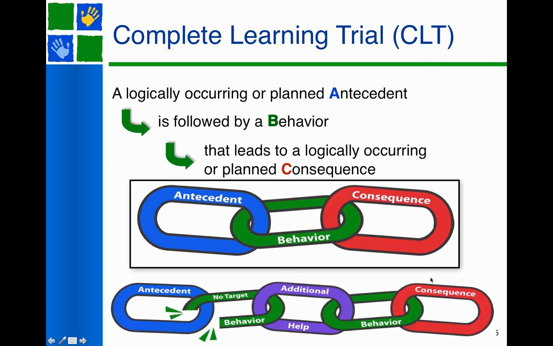In the links down here, we see a second type of complete learning trial where we have a cue in the environment that sets the occasion for a behavior, but the target behavior doesn't occur. So the adult or a peer might provide, or the environment might provide, additional help. And with that additional help or prompt or additional cue, the target behavior occurs, and then that's followed by a logical or naturally occurring consequence.